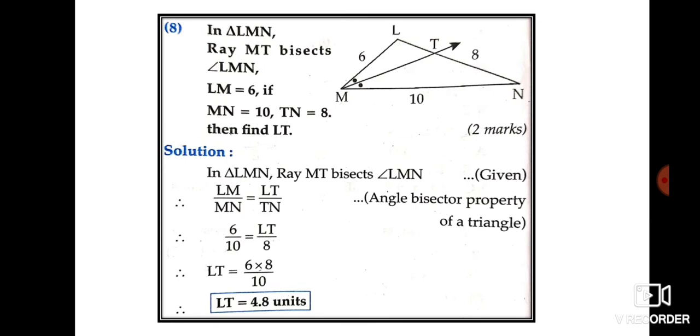The eighth question, looking at the figure now you can understand, it is again the angle bisector property. Here again it is given that MT is the bisector, and the values are given. Girls, you can do the sum on your own and then verify whether you are getting the answer as 14.8 units.